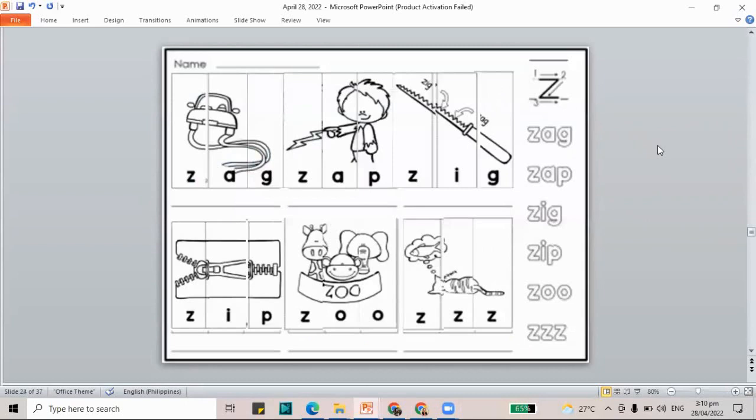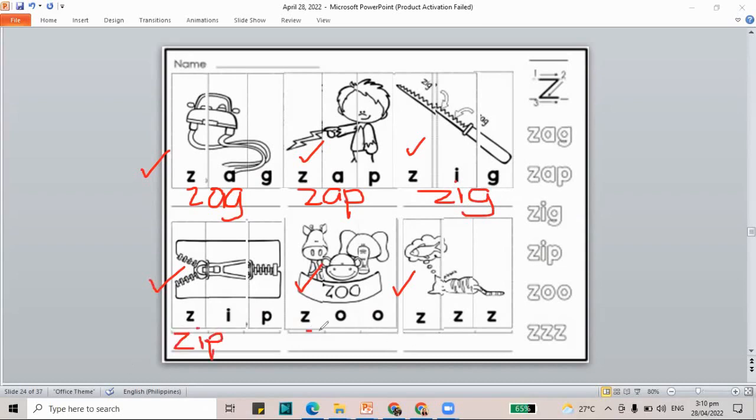And how about we do our puzzle work here? Now, you have your extra Z words, and we have the following pictures: the zag, zap, zig, zip, zoo, and the Z's. Let's spell it out. Z-A-G, write down your Z word, zag. Z-A-P, this is zap. Z-I-G, this is zig. Z-I-P, this is zip. Z-O-O, this is zoo. And Z is, that's for sleeping.